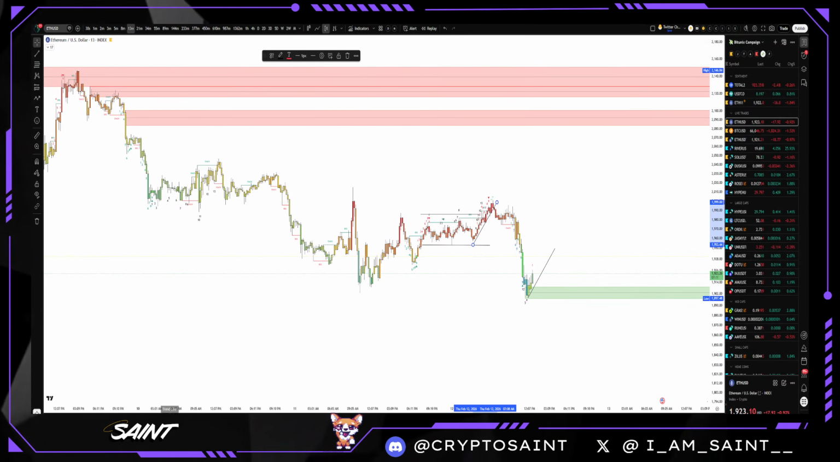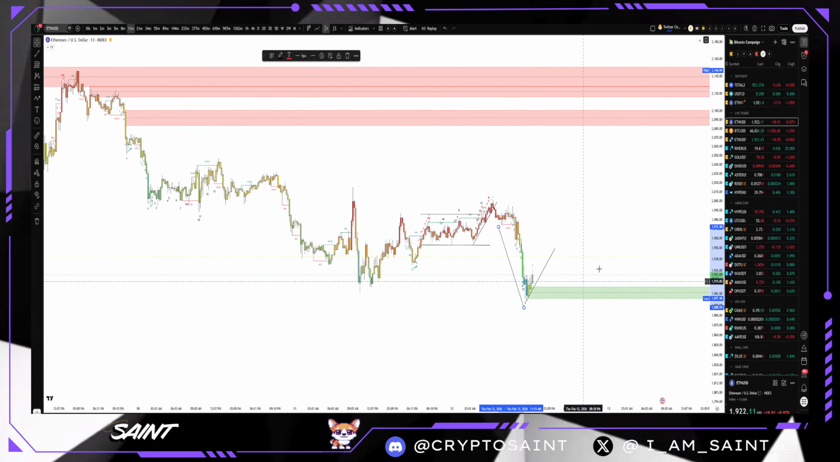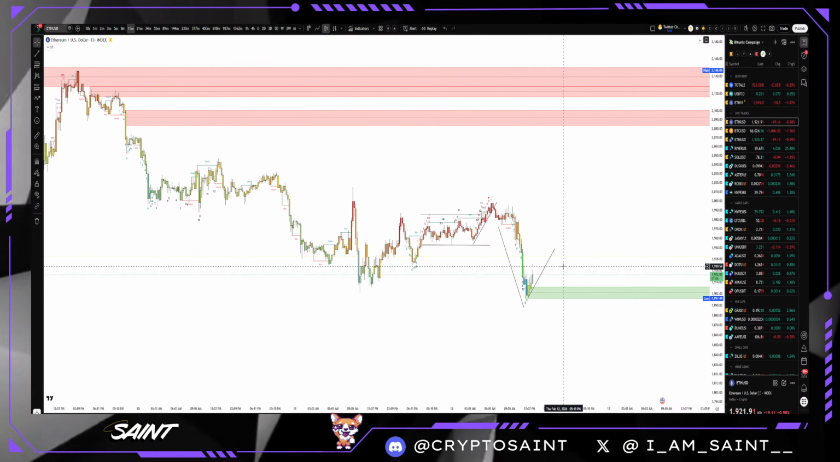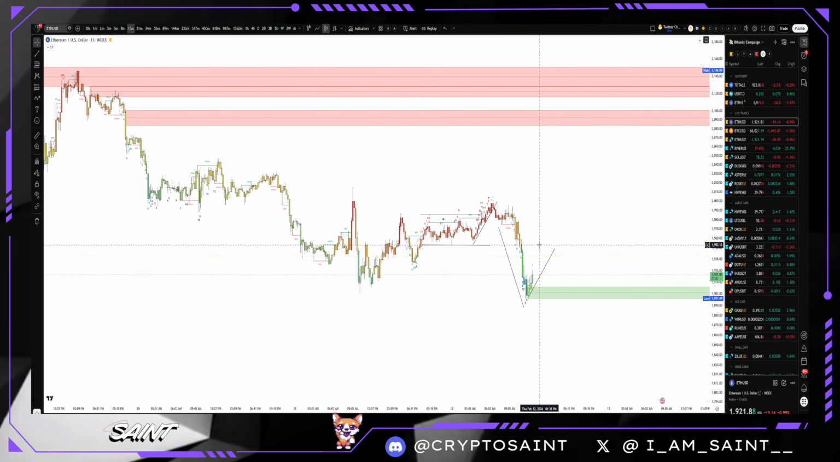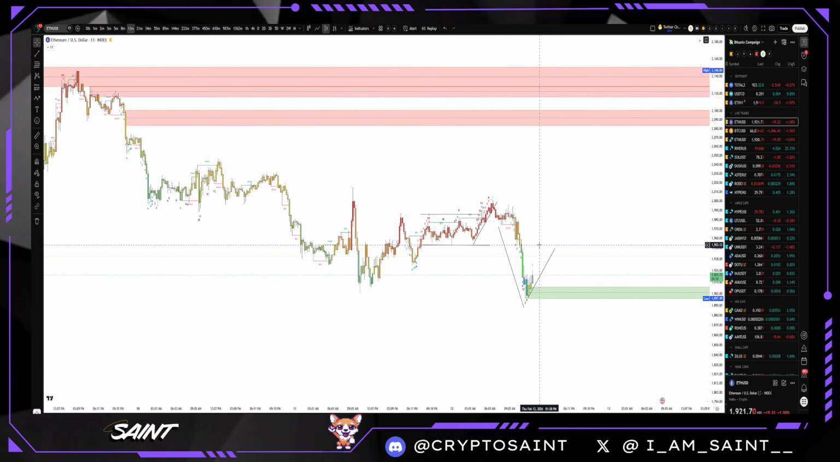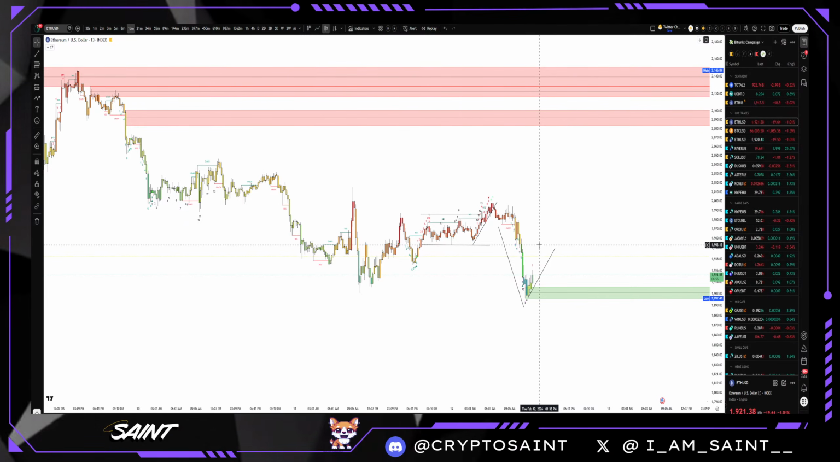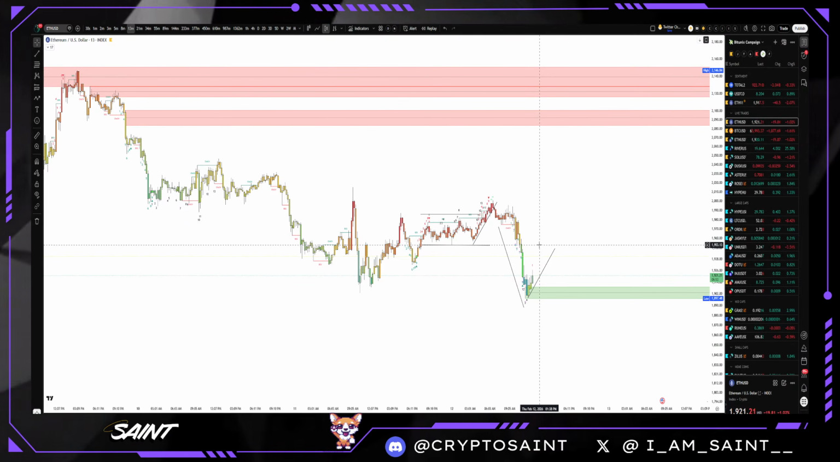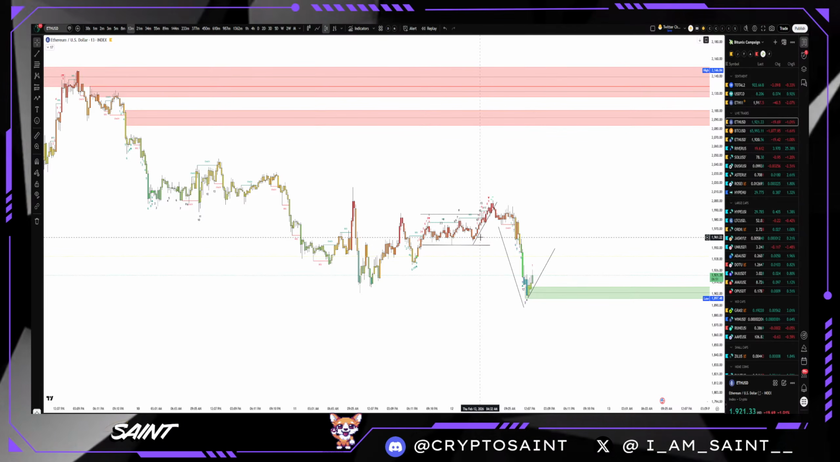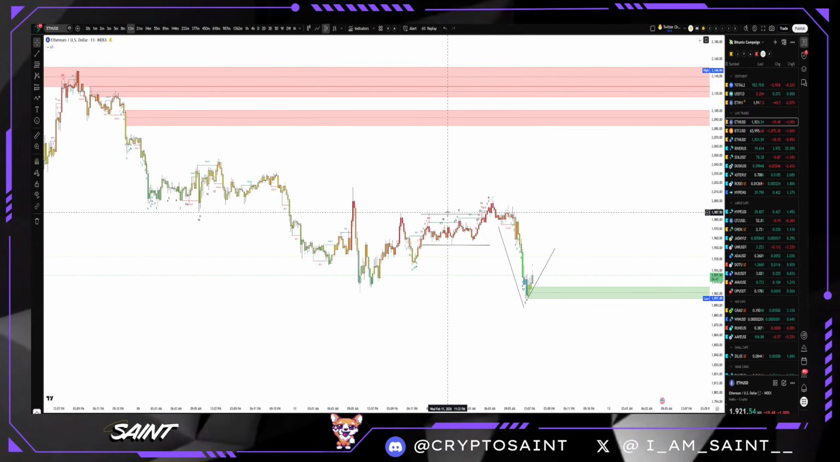There's your spring. Excuse me, there's your plunge. And now you're looking for a V shape. It really needs to reclaim the bottom of that board right over here, which is 1953, to be something that's authentic, to maintain itself. That's just on a lower time frame, so not the strongest of patterns, but nevertheless, it's a pattern to be observing.